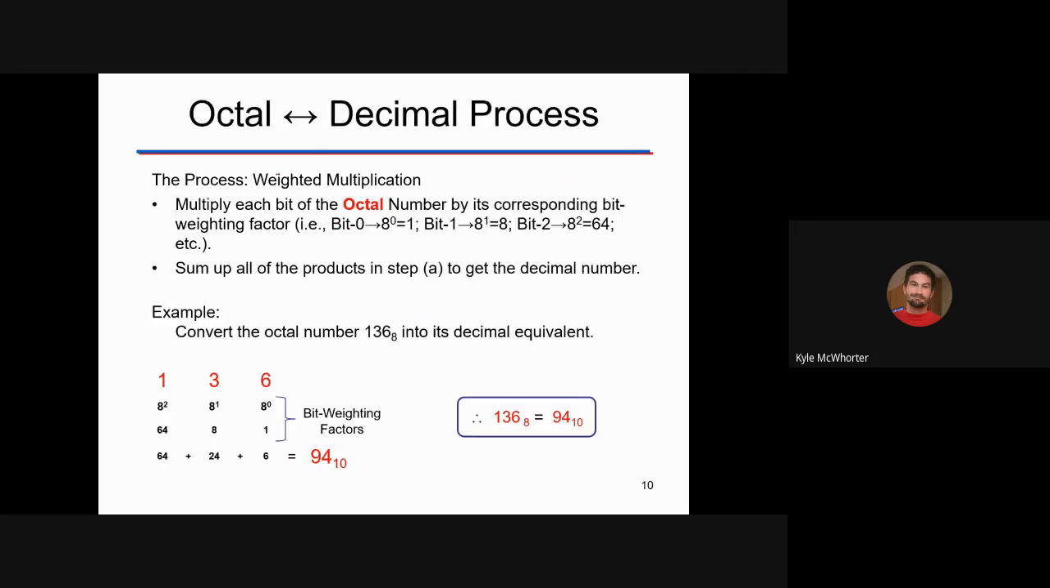Okay, now to go from octal to decimal, we're going to use weighted multiplication. In the least significant place, that's the ones place. Then the next one over is the 8s, and the next one over is the 64s. And if we had another digit, it would be whatever 8 to the 3rd power is. So then we take the digit in that place and multiply by the place value, right? So 1 times 64 is 64. 3 times 8 is 24. 6 times 1 is 6.